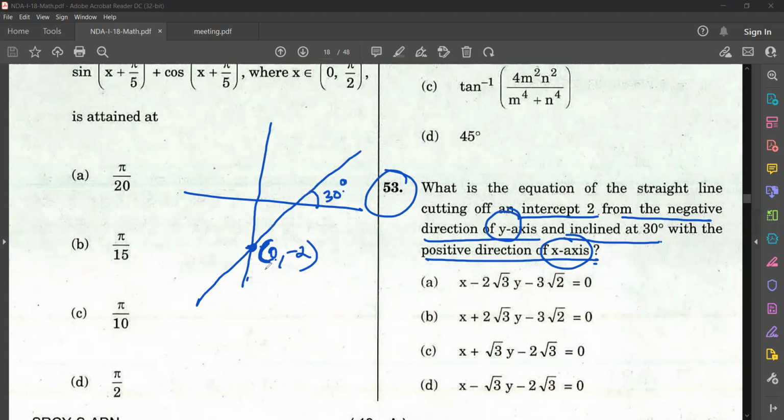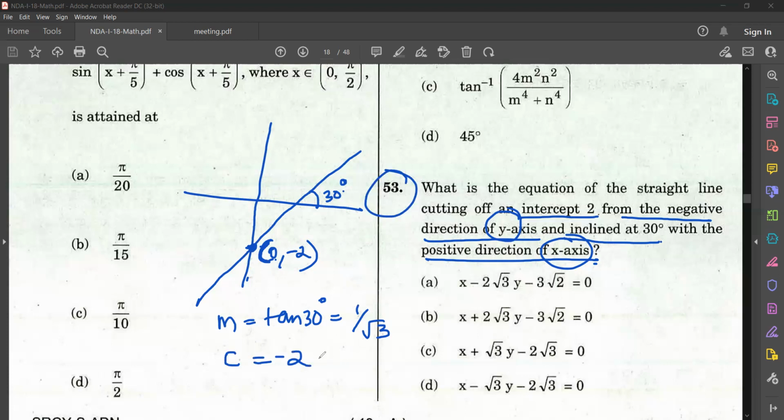So the figure goes like this. They have given the y-intercept and they have given theta for finding the slope. So what is slope? Slope is tan 30, that is 1 by root 3. Then the y-intercept they have given is minus 2. The y-intercept letter is c, minus 2. So slope and intercept are given.